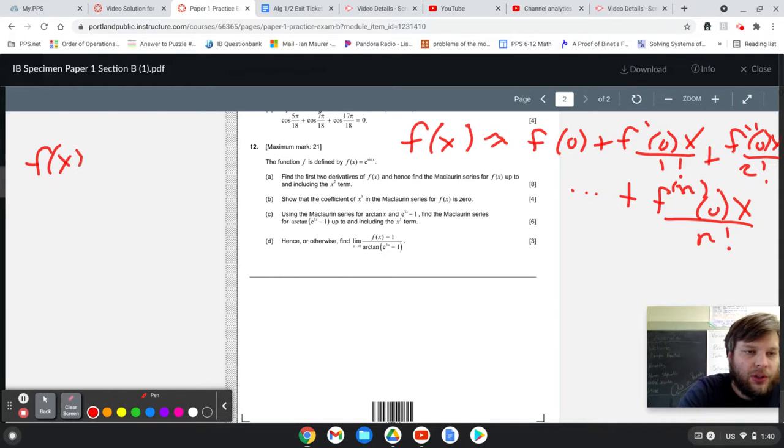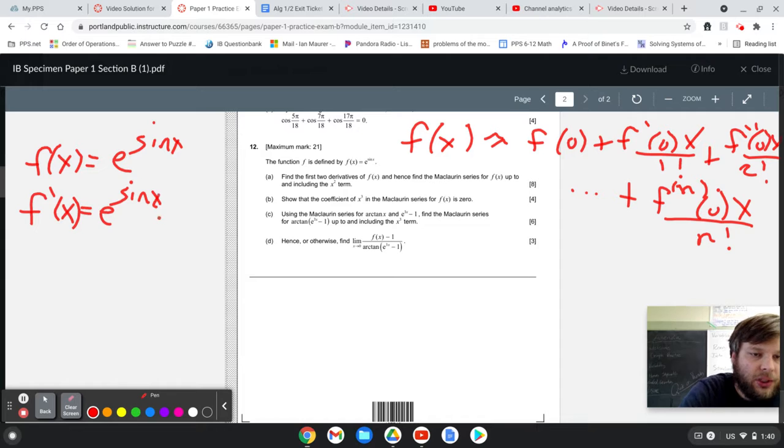So if our function is e to the sine x, then the derivative stays the same because it's an e to the x. But because the inside of the function is itself a function, we have to do the chain rule. So the first derivative looks like that. And then the second derivative, I'm going to go product rule.